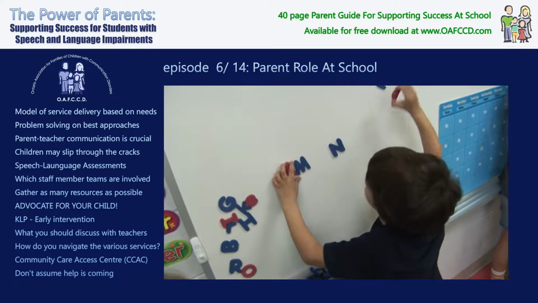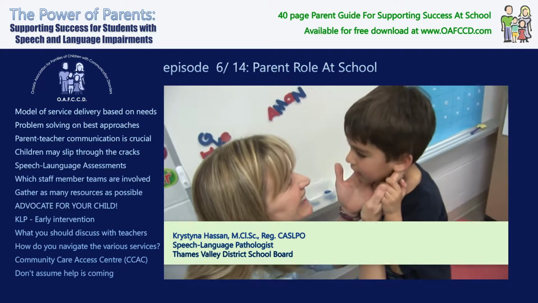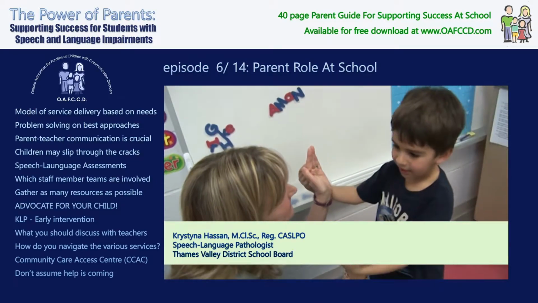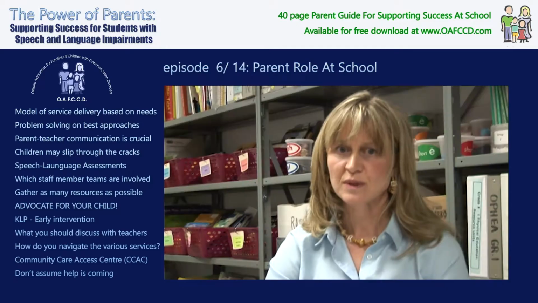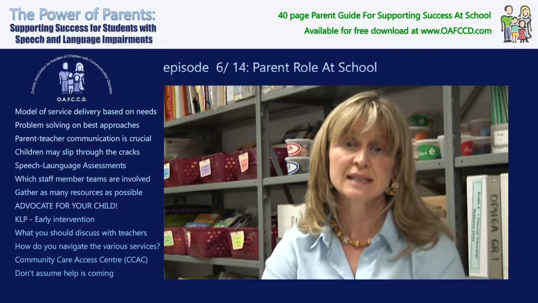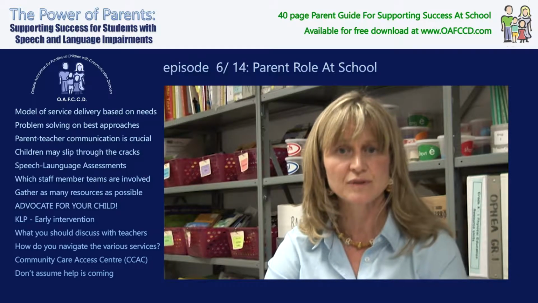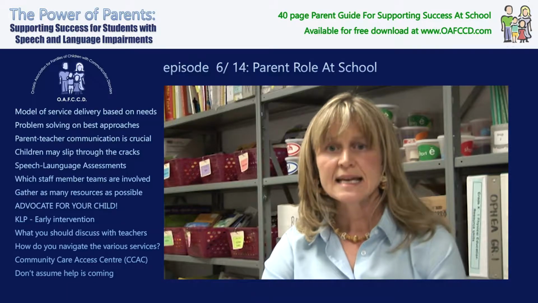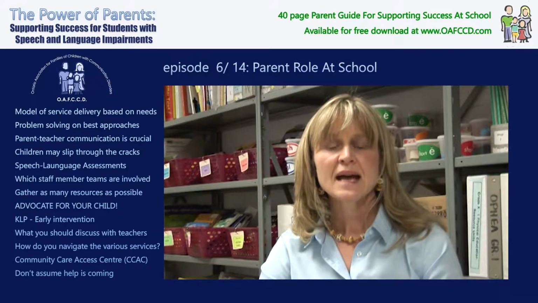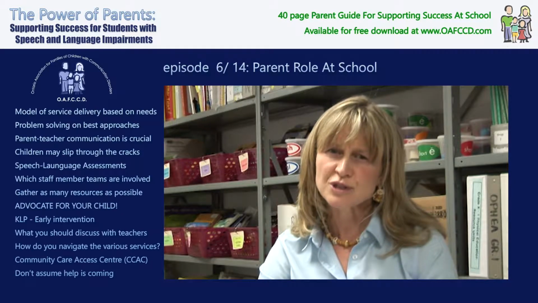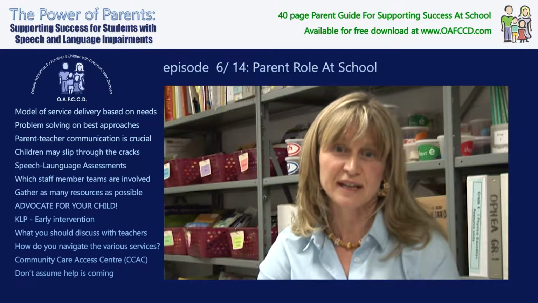The model of service delivery from a speech and language perspective for a child entering into school might take a variety of different forms. So for example, a child might receive small group or individual therapy if that's what's required. But mostly, every child that has communicative disorders will receive some sort of consultation with the classroom teacher. In that dynamic, the teacher and the speech pathologist will problem solve about what are the best approaches for this child in helping them access the curriculum.